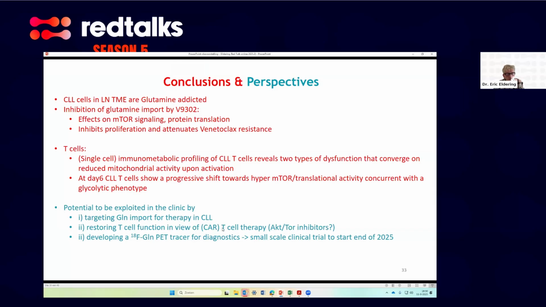Restoring T cell function of the CAR T cell therapy using, for example, TOR inhibitors or ACT inhibitors. And for diagnostics, we are in the process of developing glutamine PET tracers. And based on the results I've shown you, our institute is starting a small-scale clinical trial at the end of this year to see the validity of the glutamine PET tracer.